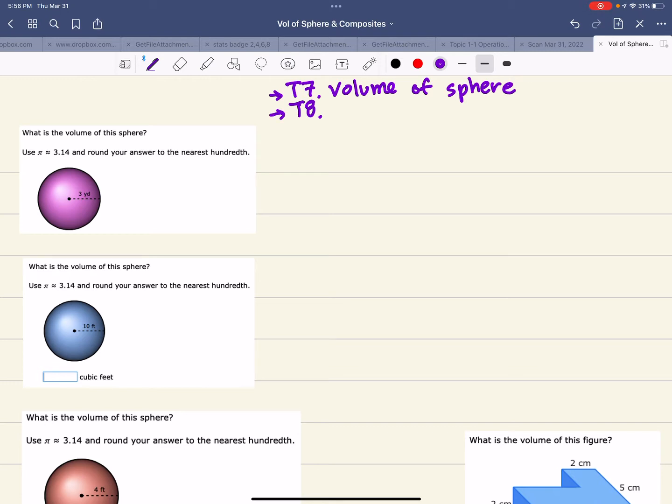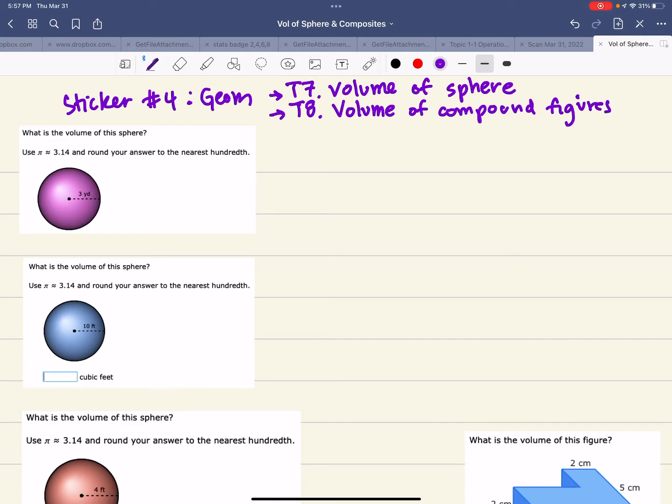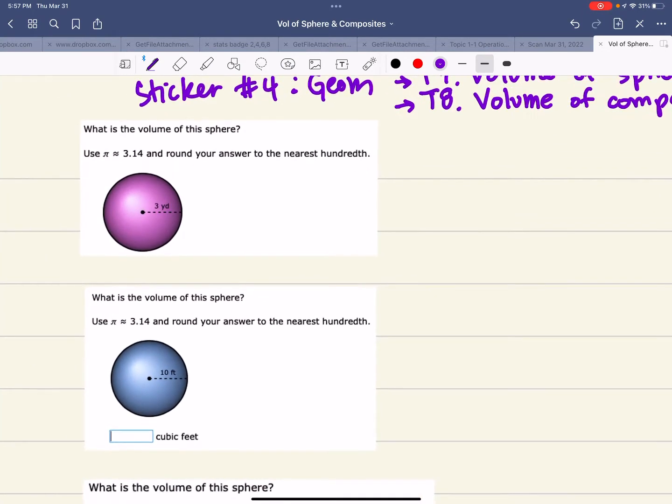So we will be in the lab next time. And this is how you practice for sticker 4. Sticker 4 is the volume of spheres and the volume of composites. So you want to be ready for what they call compound figures.